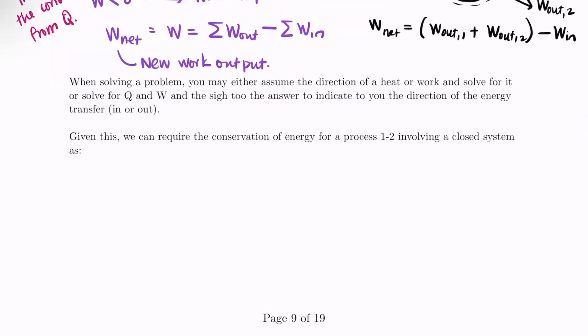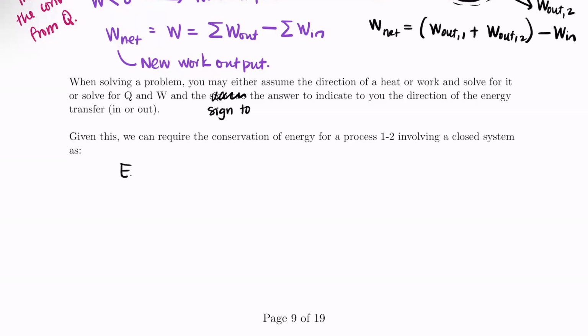When we're solving a problem, we can either assume the direction of heat or work and then solve for it. And the sign of the answer will indicate whether the direction of energy or work that we assumed was correct or not. All right. So, given this, we can require the conservation of energy for a process going from state 1 to state 2 involving a closed system as the following.